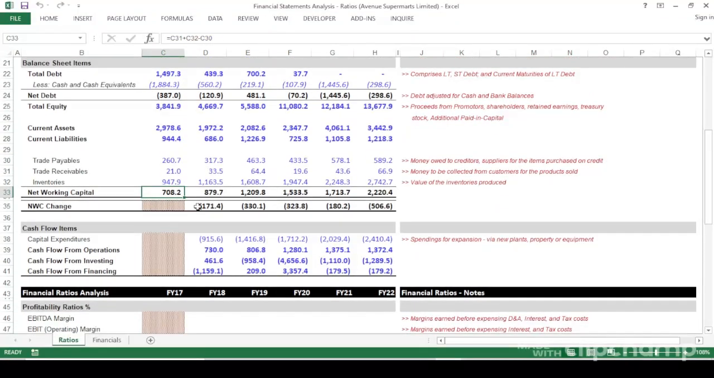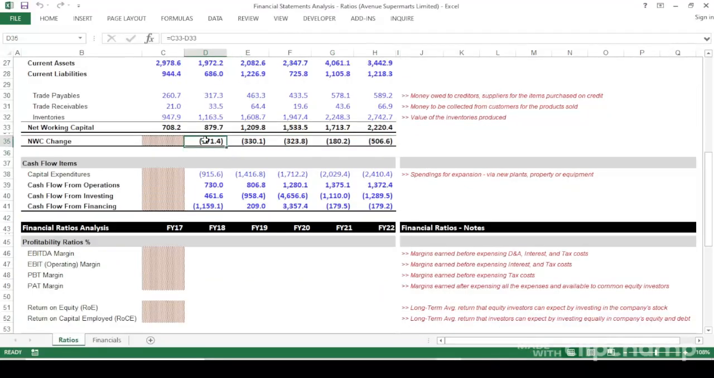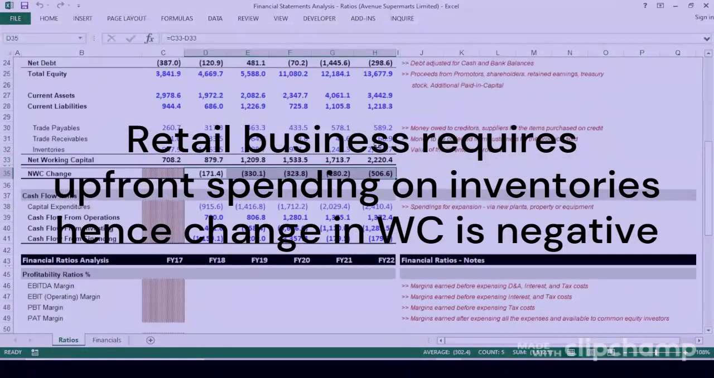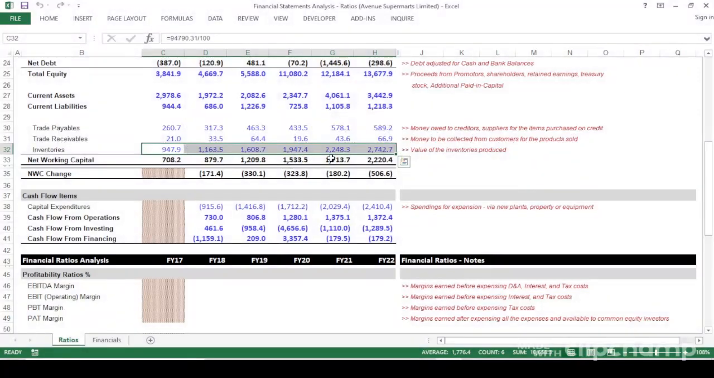And after this, I have also computed the net working capital change, which is nothing but the current year net working capital subtracted from the previous year net working capital. So if there is a negative sign, it means that the cash is getting tied up in the working capital. And that is something that we would not want to happen for longer periods, or this amount is going to affect the cash at the bottom. But this is quite expected out of this company because the company has to spend money on the inventories. Only then it will be able to put them on shelf and then sell it to the customers.